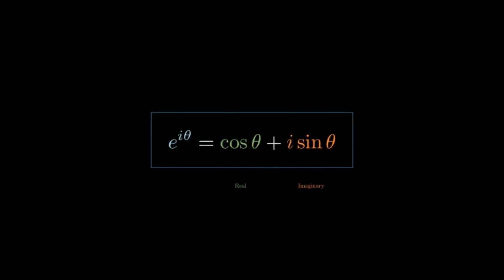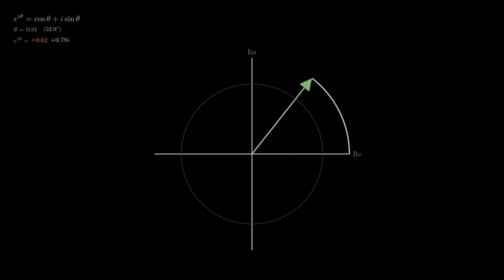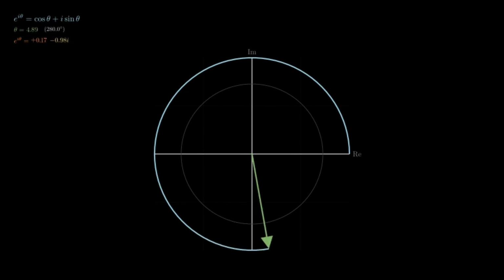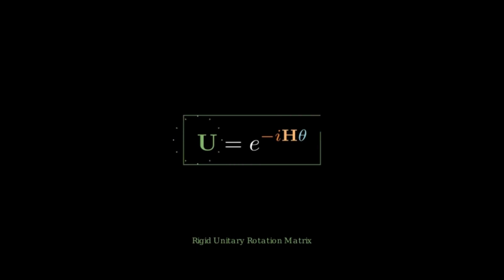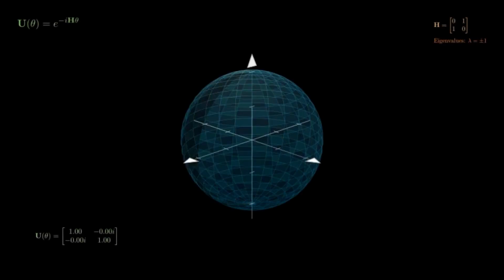e raised to i theta equals cosine theta plus i sine theta. On the complex plane, this formula traces out a perfect circle as theta changes. The same principle applies to matrices. If you take a stretching, real-valued Hermitian matrix H, multiply it by the imaginary unit minus i, and exponentiate it, you twist its stretching action into a rigid, perfect rotation. The Hermitian matrix becomes the generator of the unitary matrix. U equals e raised to minus i H theta.